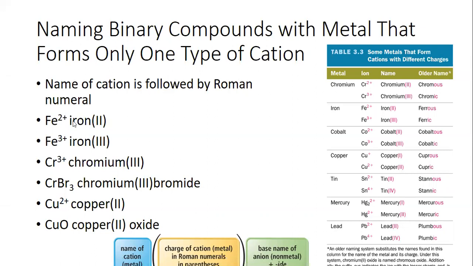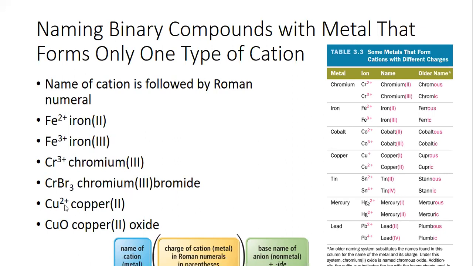Right. And so here, chromium with a 3+ charge is chromium 3. Then to make it neutral with bromine, remember bromine's -1 because it's a halogen. We would need 3 bromine for every 1 chromium, and it's called chromium 3 bromide.